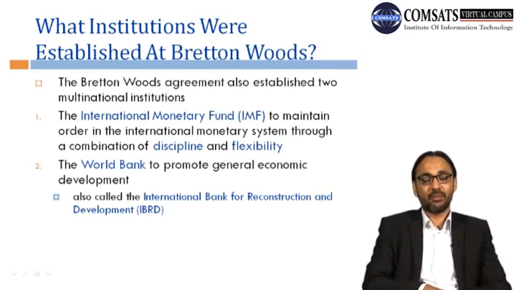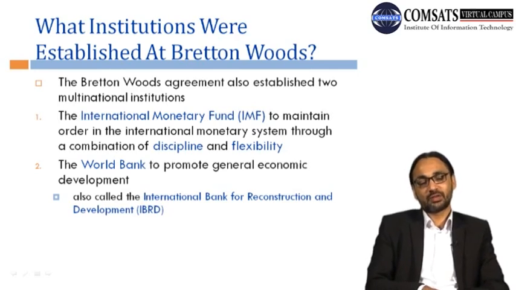Okay, the Bretton Woods Agreement also established two multinational institutions. The first one is the International Monetary Fund, to maintain order in the international monetary system through a combination of discipline and flexibility. And the second one is the World Bank, to promote general economic development, also called the International Bank for Reconstruction and Development.